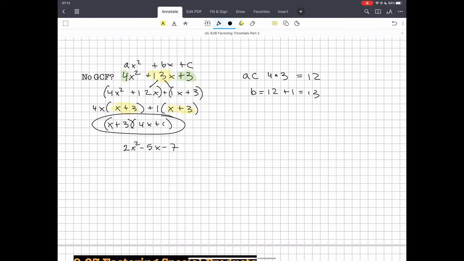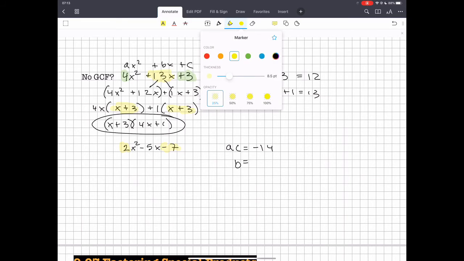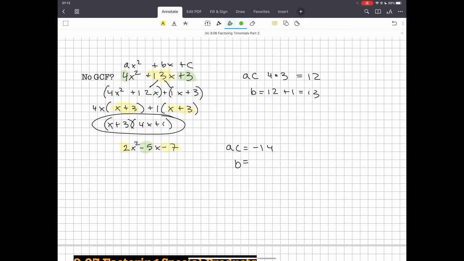So we're looking for our a times c, which in this case is 2 times negative 7. So that's going to be negative 14. Now I need factors of negative 14 that add up to negative 5. So my factors of negative 14 that add up to negative 5 are negative 7 times 2. And we know that negative 7 plus 2 is negative 5. So we're going to break this down into negative 7x plus 2x.